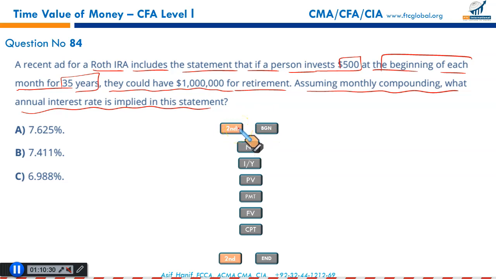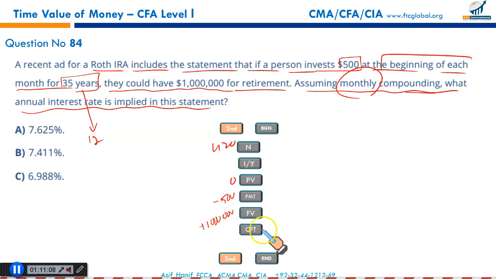First, second, PMT, second, set. This will bring your calculator to beginning mode. Since we are talking about 35 years and monthly compounding, that means 35 times 12. How many periods would there be? 420 periods. 1 million is what we want at the end of the investment period. Present value is 0. We want to calculate the interest. The periodic payment is given, $500. This is the periodic payment, $500 in negative. Remember, it's an outflow. This would be an inflow at the end of the 35th year.